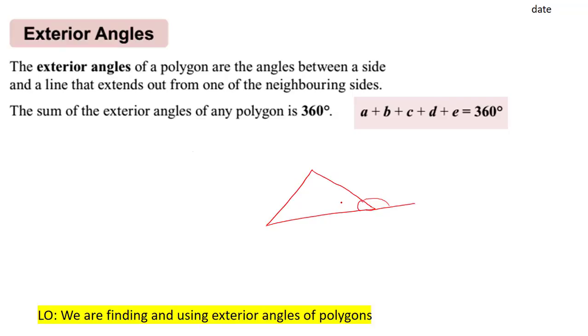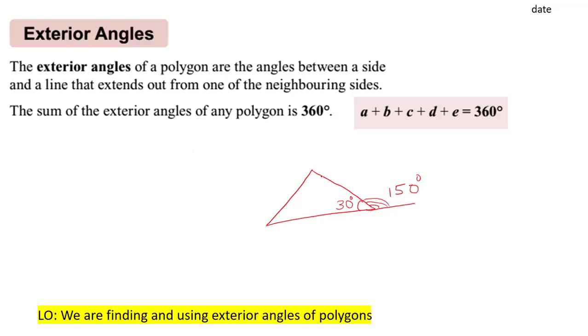Now, let's pretend that the interior is 30 degrees. Then you can see that the exterior, making 180 with the interior, is going to be 150 degrees, because it makes a straight line. So this is the first exterior angle that we can talk about. The other one is going to be here.